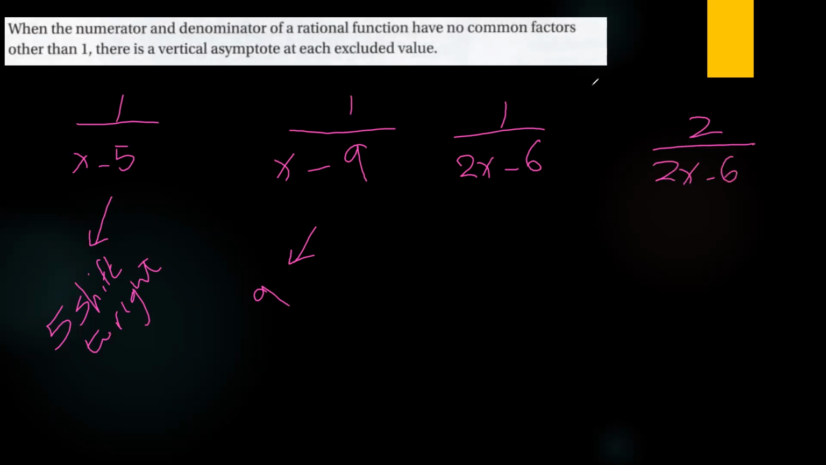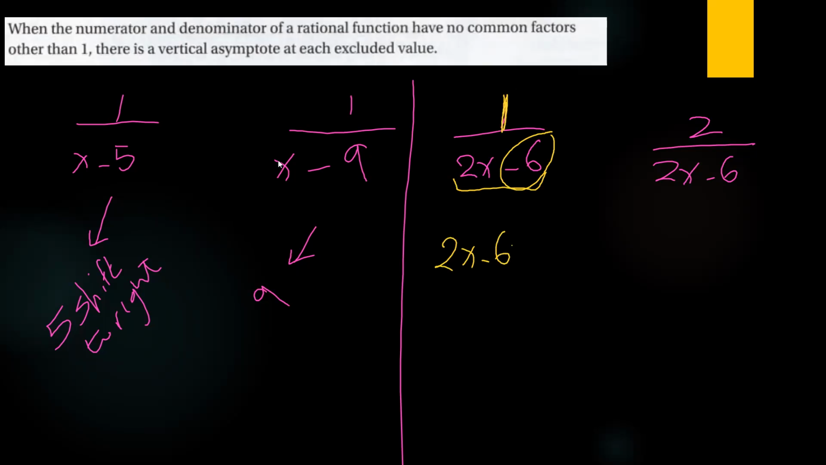Now, both of you look at me here. For the first one, we have 1 over 2x minus 6. The first step, don't look at c. You have to check first if we can simplify it with the numerator or not. Since the numerator here is 1, we cannot simplify it. So I will take 2x minus 6 equals 0. So 2x equals 6, divide by 2, so x equals 3.